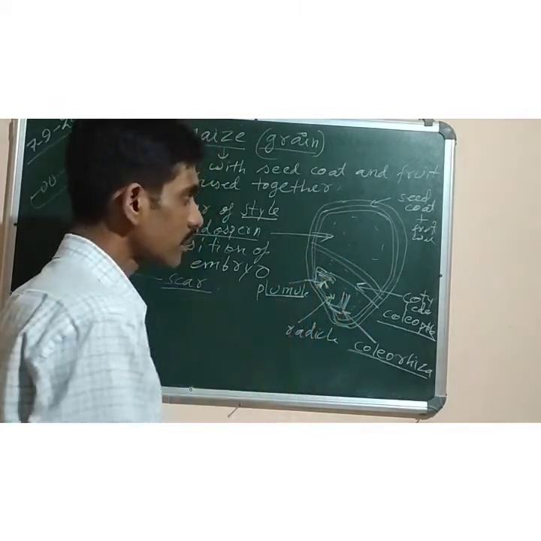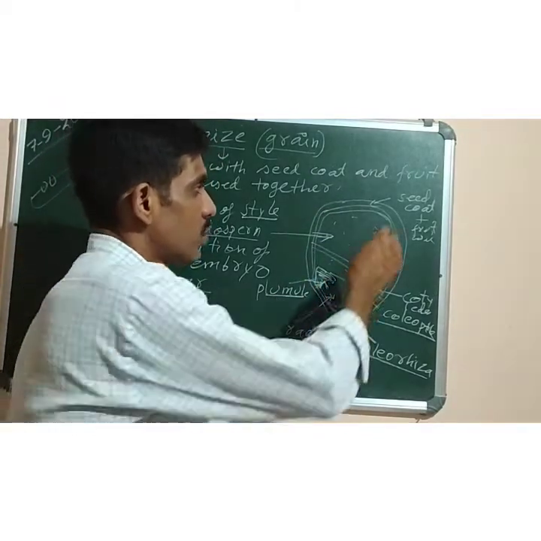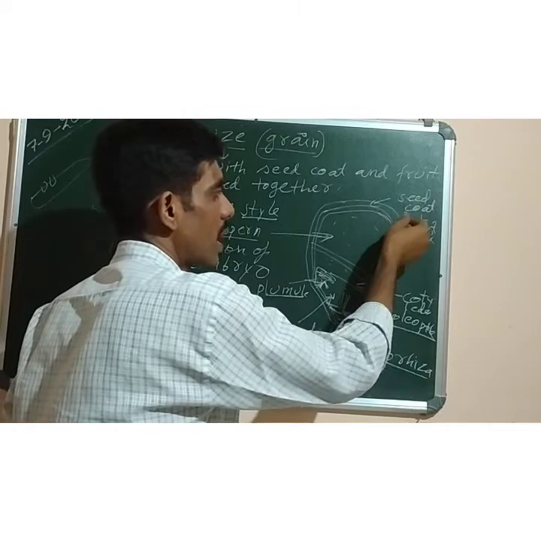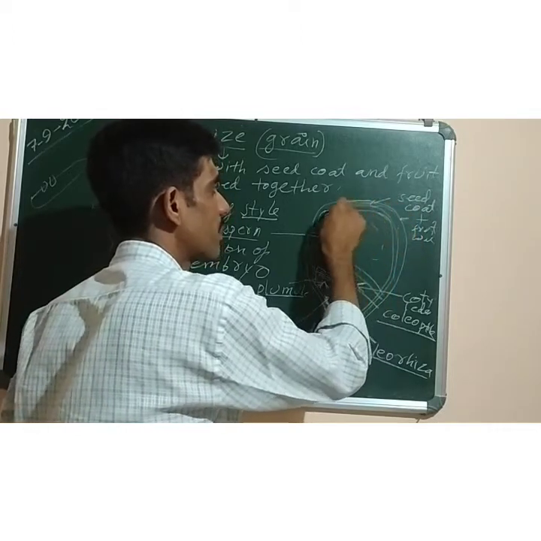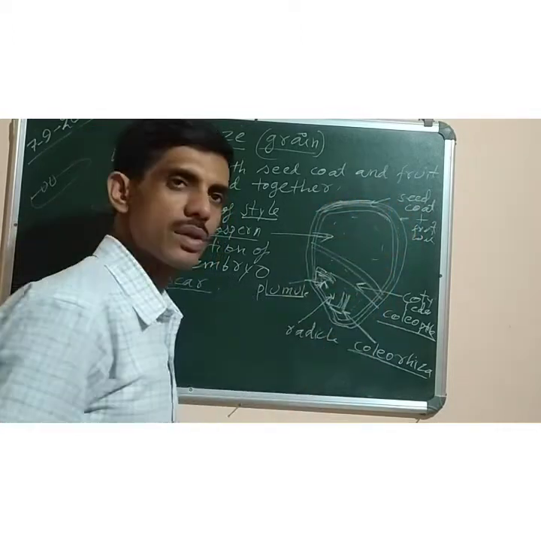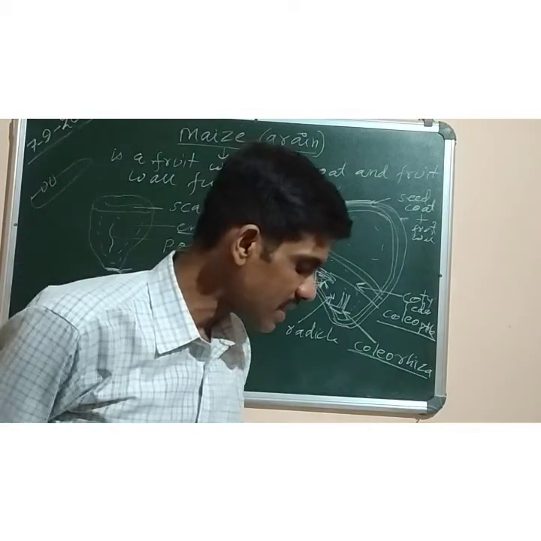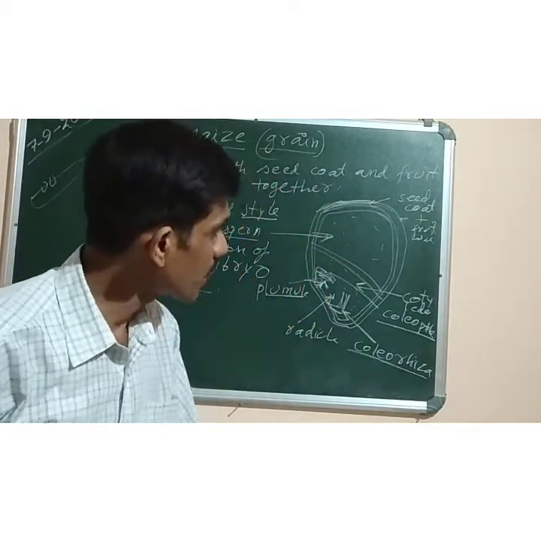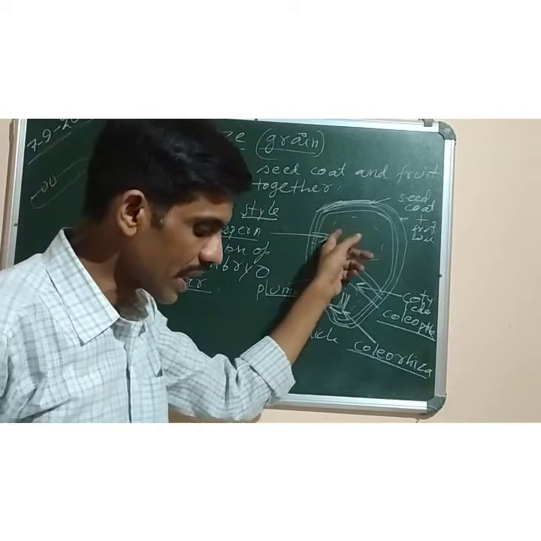Okay. So seed coat. Suppose this is the outermost seed coat, and this is the fruit wall. Both of them are fused together. These two are fused together. Understood? So that's why it is known as a grain. Then comes endosperm. Endosperm is the food storage tissue.